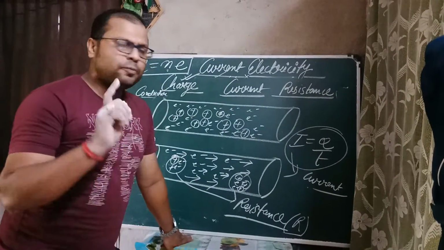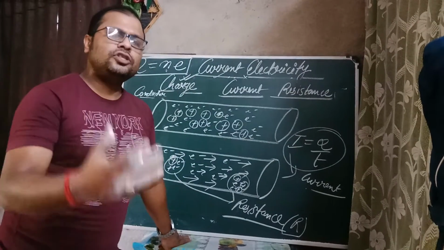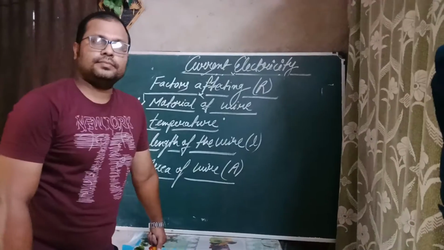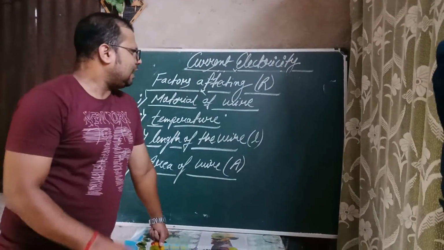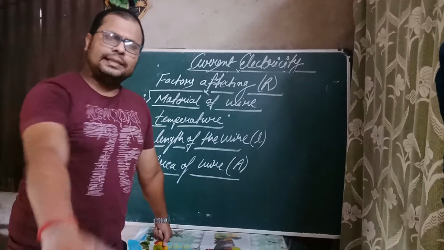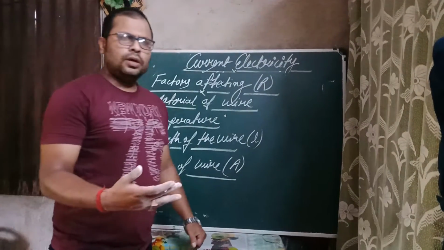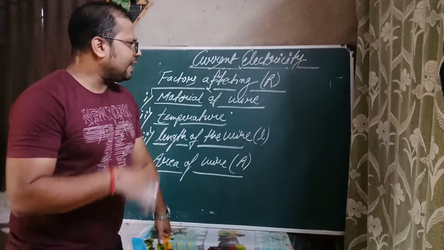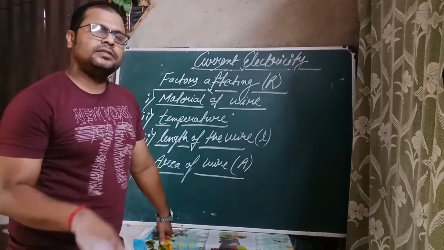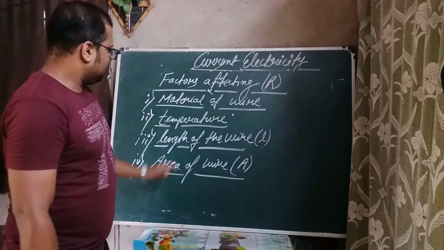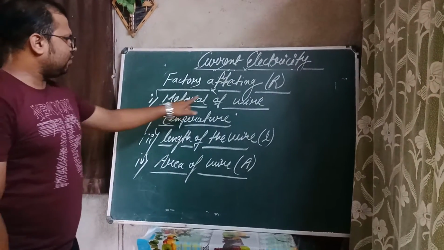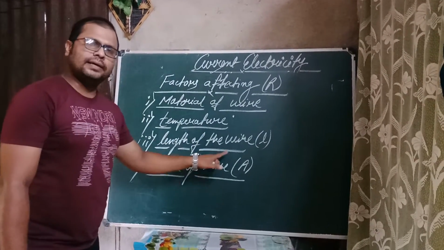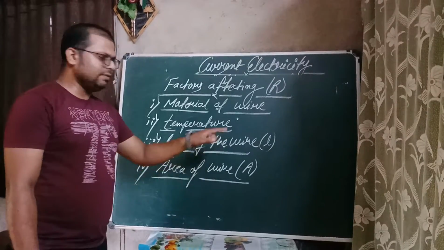Now you will focus on the next topic, that is factors affecting the resistance. So now students, after clearing charge, current and resistance, it's very important for us to know which factors are actually affecting this resistance. If we know about the factors affecting resistance, we will know about the factors affecting current also. Okay. First point I have written: material of the wire. Second point: temperature. Third point: length of the wire. And fourth point is area of the wire.